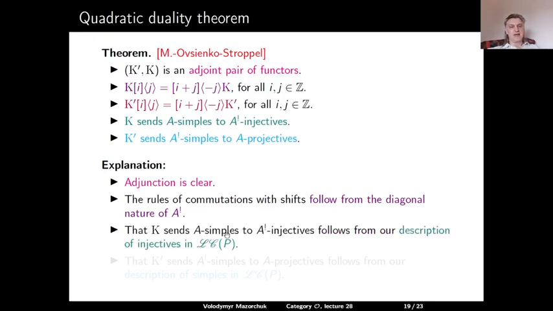That K sends A simples to A shriek injectives follows from the description of injective objects in linear complexes. They're just linear parts of injective resolutions of simples. And that K prime sends A shriek simples to A projectives follows from our descriptions of simple objects in the linear complexes of projective modules. They're just exactly the projective A modules.